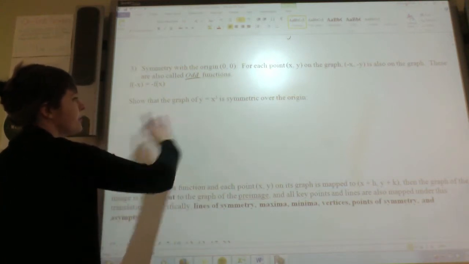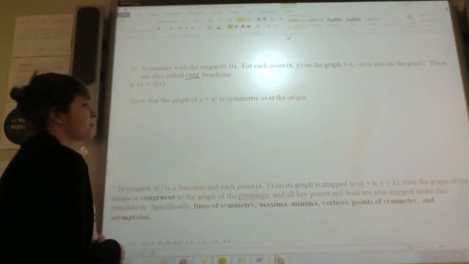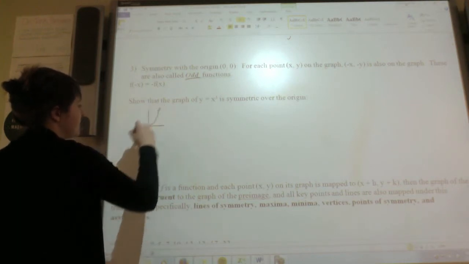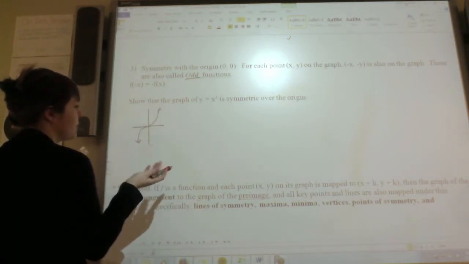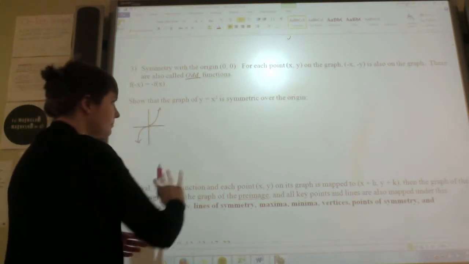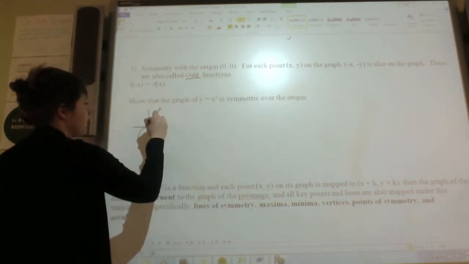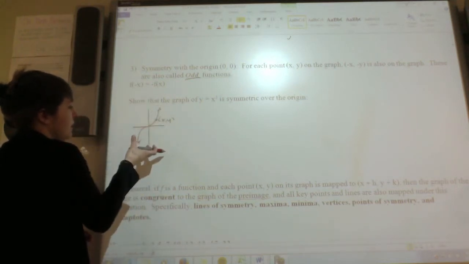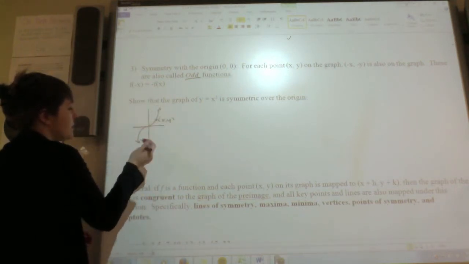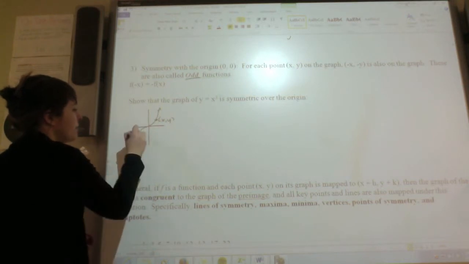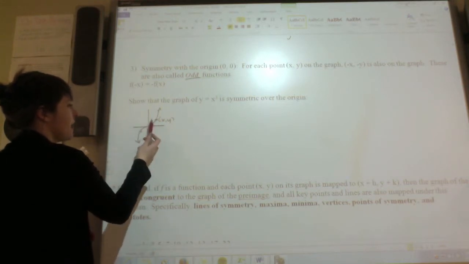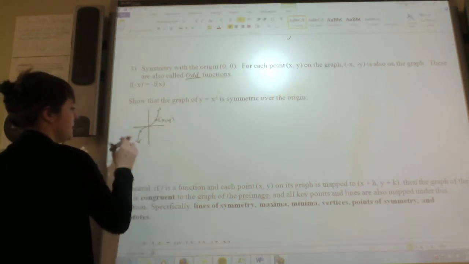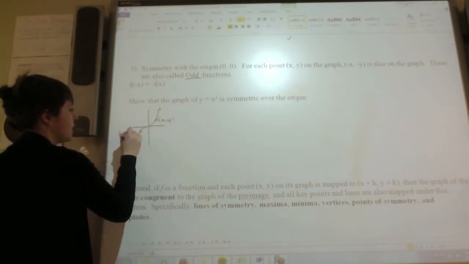So we want to show that the graph of y equals x cubed is symmetric over the origin. Again, let me just kind of draw this graph here. So this is like a cubic function, or y equals x cubed. If I think about the point x, y here, and if I think about rotating that 180 degrees around the origin, I would get this point over here. So notice that my x value has been negated, but my y value has also been negated, which is why I get negative x, negative y.